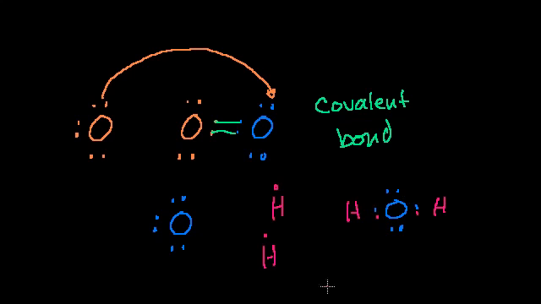Another way we could have written this, and I think I did this in the last video, I could have drawn it like this, where the implication is that each of these lines involves 2 electrons. These are equivalent statements. But in this situation, oxygen is more electronegative than hydrogen. It wants to get the electrons more than hydrogen. So the electrons are going to spend more time around oxygen than they will around hydrogen.